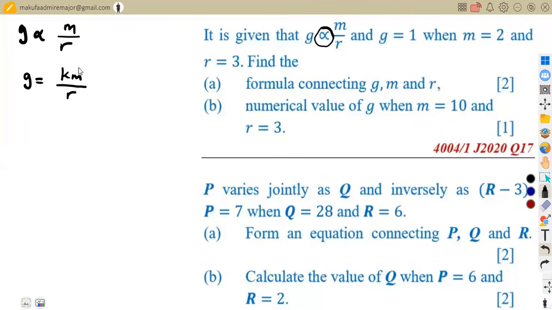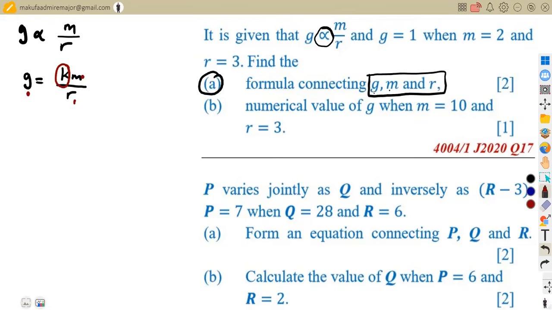So from there now, that's where you are going to determine whatever you're given. You are given G, M, and R. But the question here is, find the formula connecting G, M, and R. Take note of what is connected here. What about this formula that we have here? This formula that we see is connecting G, M, R, and a constant K.